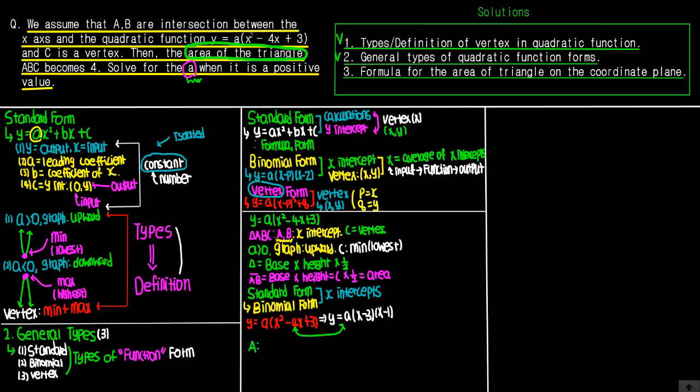So a and b can be either 3 or 1. I'll just randomly put a as 3. If you convert this into a coordinate, we get 3, 0. Our b is going to be 1, 0. These are the x-intercepts of our quadratic function. Now, in order to solve for the base, we need to think about the length between a and b. And as we have learned, lengths on the coordinate plane are never negative.